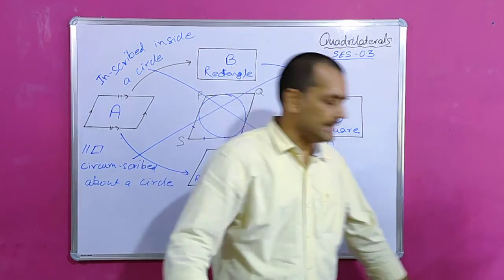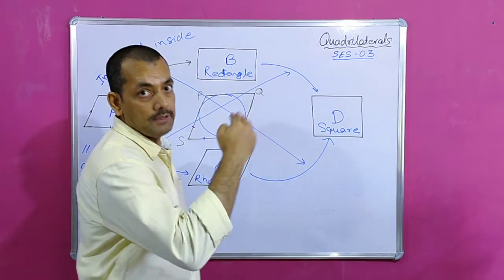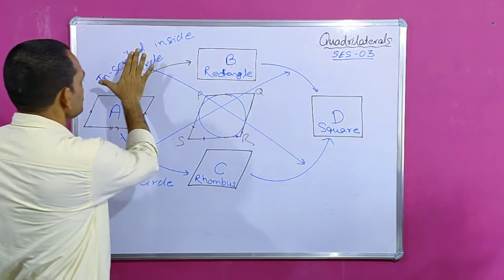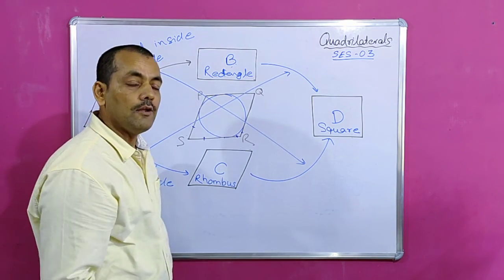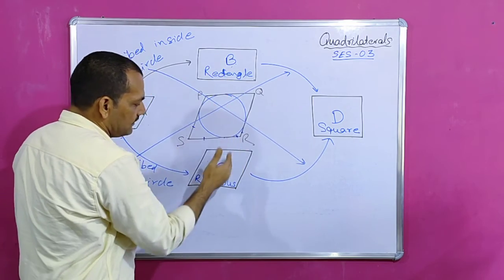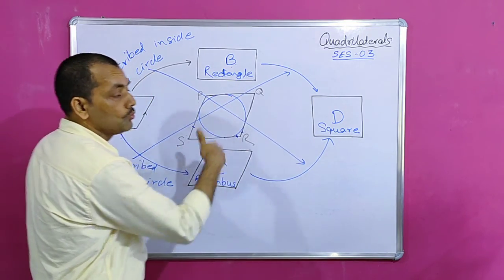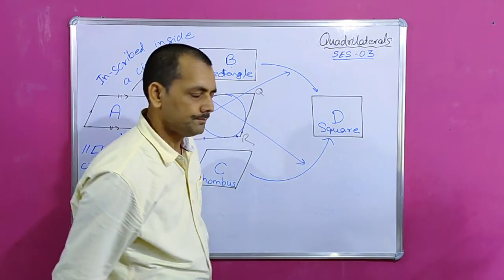So there are three cases, two which we have seen previously and one now. This inscribing and circumscribing is a property which is changing these rectangles and rhombuses and parallelograms to a different figure. Clear? Thank you.